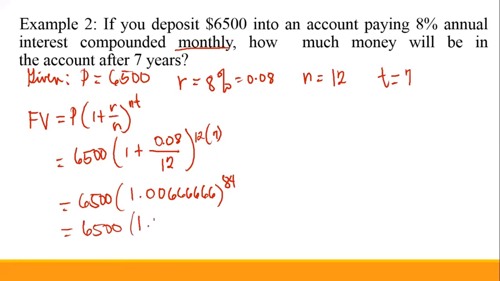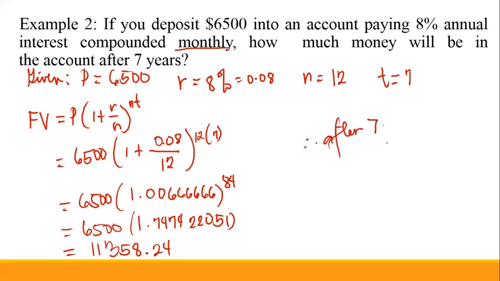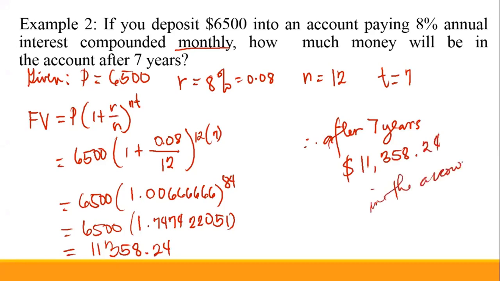So, get the value of this one. This is 1.7474222051. So, what is the product? 11,358.24. Okay, so therefore, after 7 years, there will be $11,358.24 in the account.